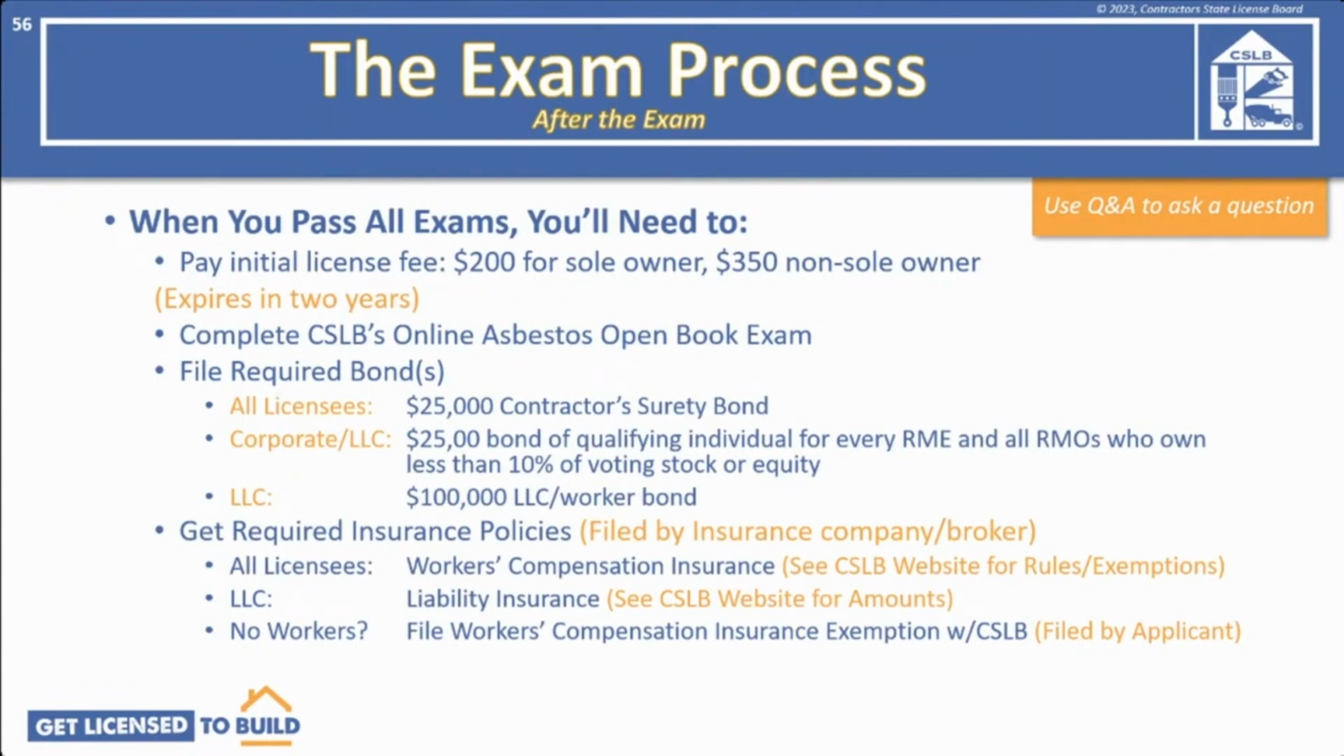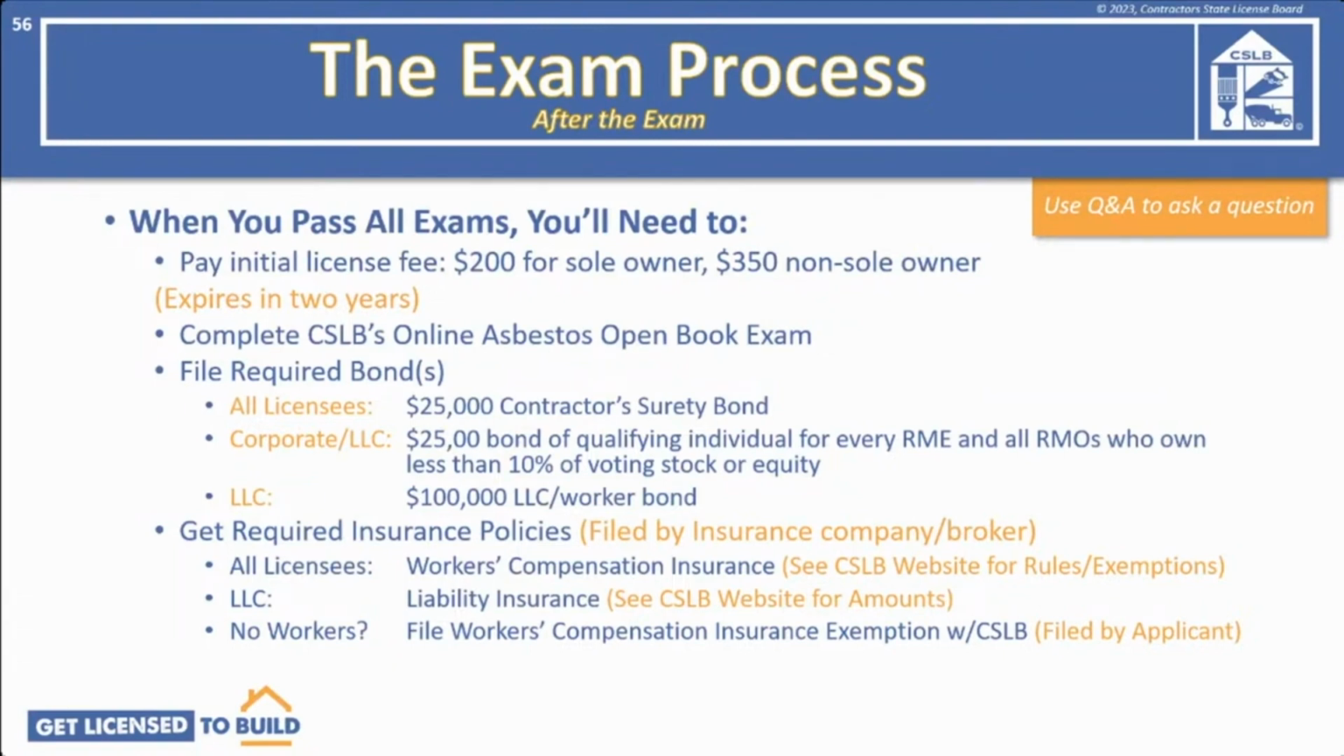You'll also need to complete an online asbestos open book exam. Plus, you'll need to file your required $25,000 contractor surety bond and possibly some other bonds depending on what type of business entity that you'll have. And you will need to get your required insurance policy.